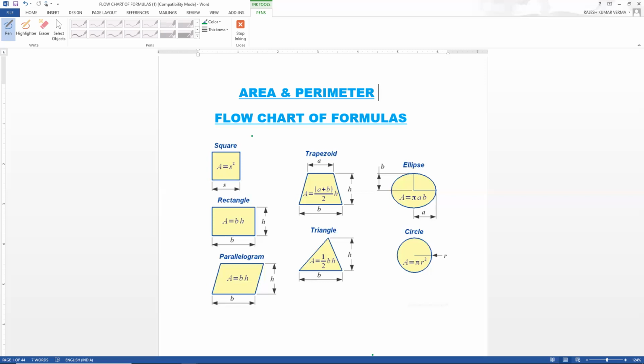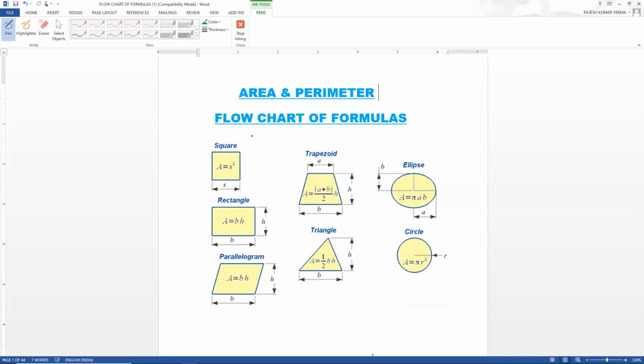Then comes triangle. Very easy one. I know all of you know it. A is equal to half B into H, where B is the base and H is the distance from the vertex in front of the base. From that point, if we draw a perpendicular, that is called the altitude of the triangle. So area of the triangle becomes A is equal to half B into H.